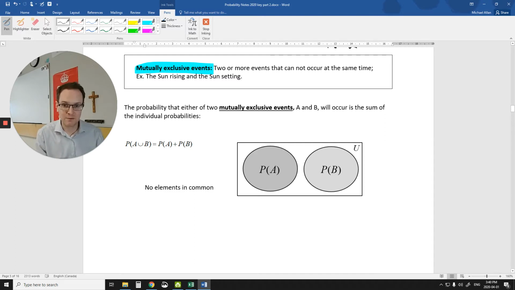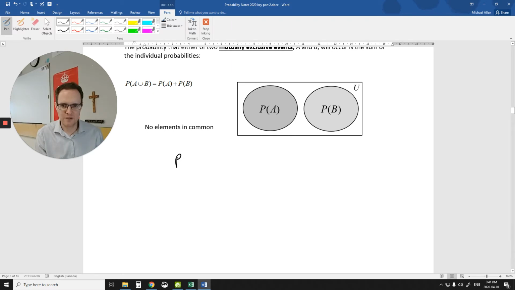Now to determine the probability of that, it's actually pretty easy. If you know the probability of happening on one and the probability of happening on the other, the probability of either happening would just be the probabilities added together. Okay? Now we can prove that by thinking about what probability is again. So probability is just the number of favorable outcomes divided by the number in the sample space, which in this case is our universal set.